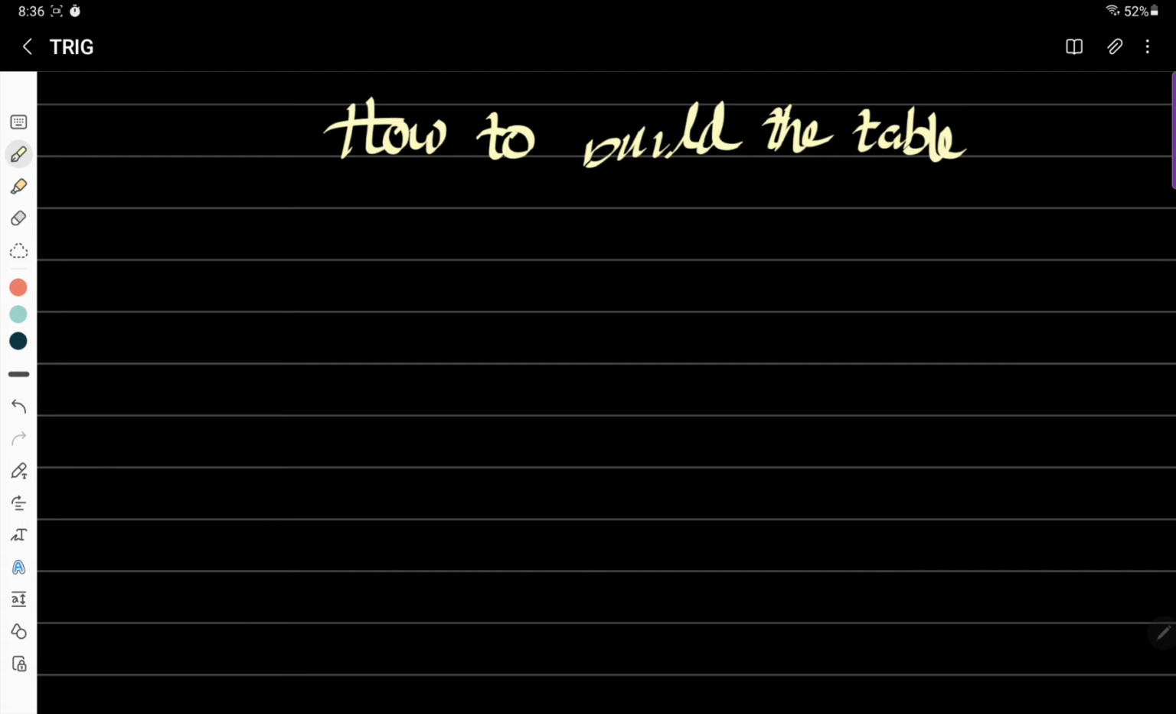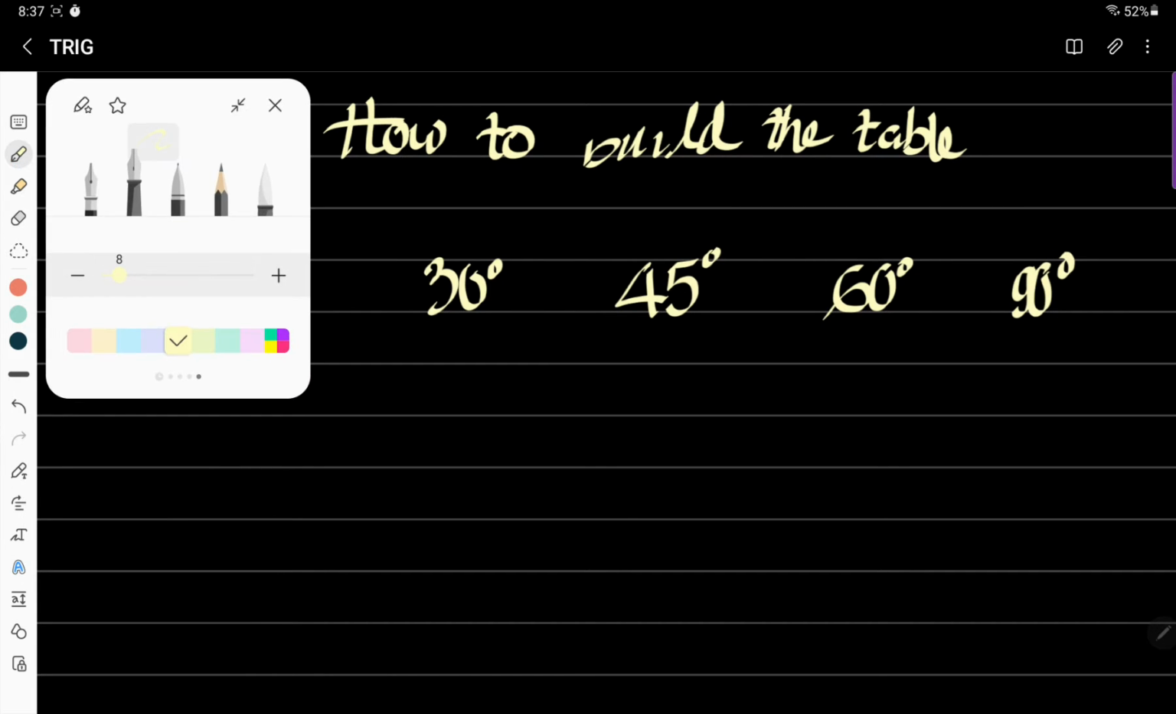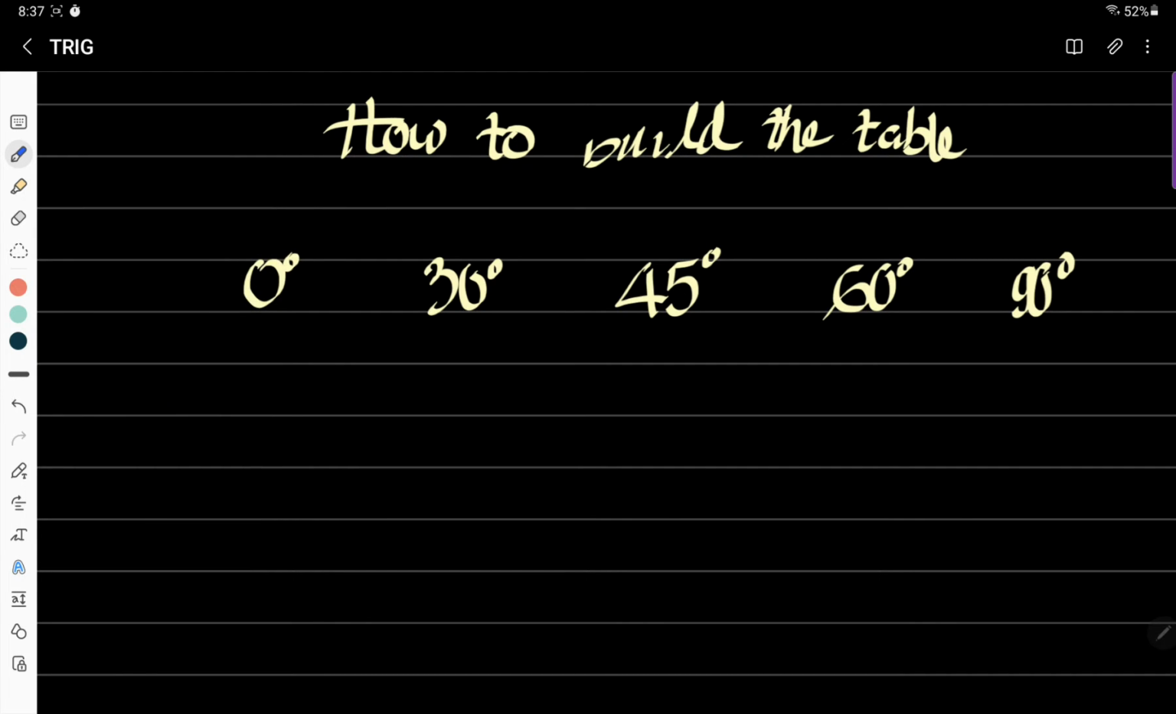So the first thing we do, we write down 0, 30 degree, 45, 60, and 90 degree. Let's change the color. So we write out the numbers. We start with 0, 1, 2, 3, 4.